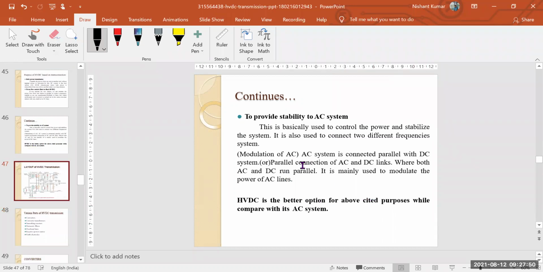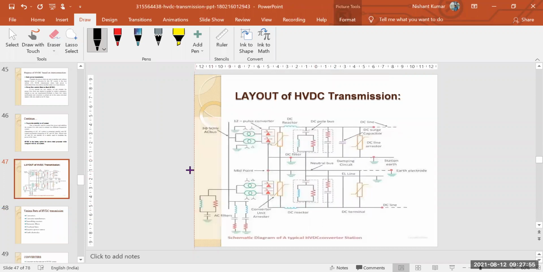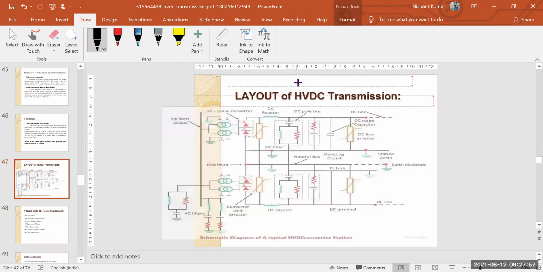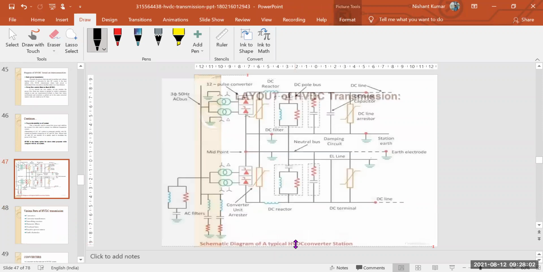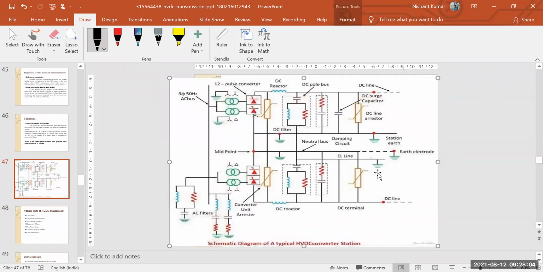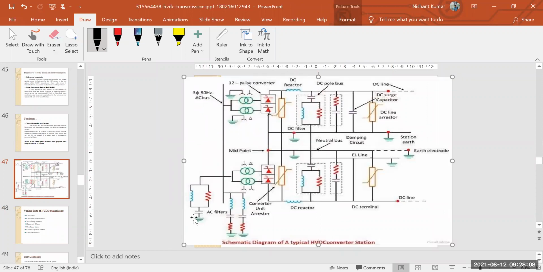Right, in this layout of a transmission line, this is the segment I want to explain to you. We have seen this, they have given a better way. This is your AC filter, that is your damped one. This is also an AC filter, that is your tuned one. This is a midpoint converter. This is a 12 pulse.